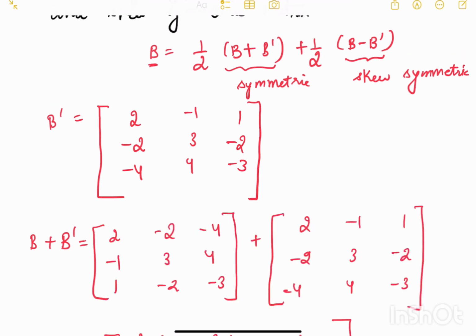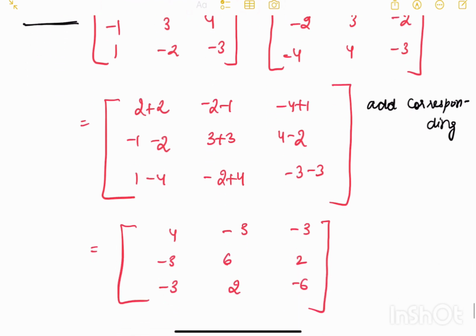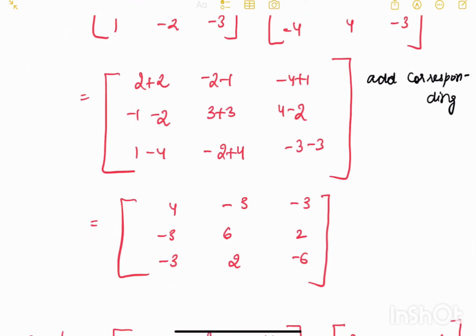Now, since we have just calculated the B transpose, we will find each of these values, the symmetric and skew-symmetric part. So for the symmetric part, we need to calculate B plus B dash, which is nothing but my matrix B and the B dash, which we have just calculated above. Now we know that in addition, we simply add the corresponding terms, and we calculate the sum as the usual arithmetic addition. So this is the final result of my B plus B dash.